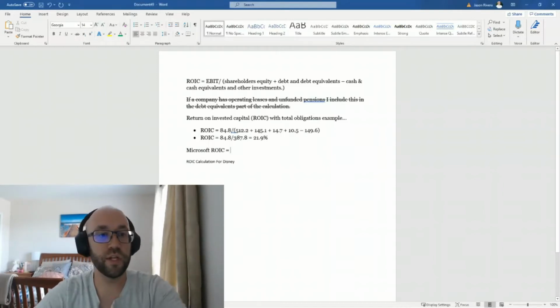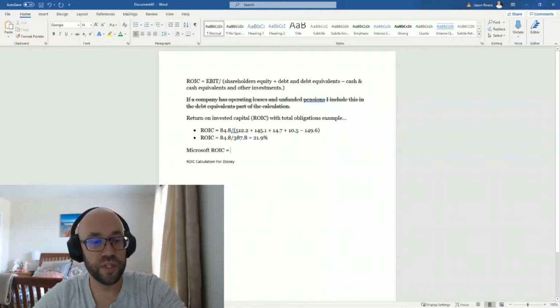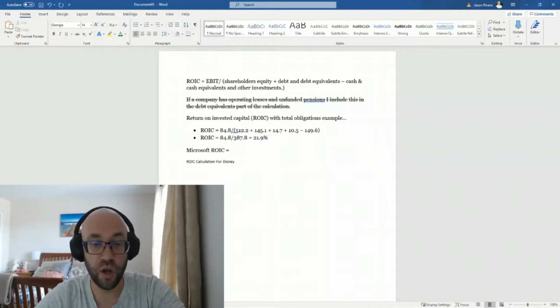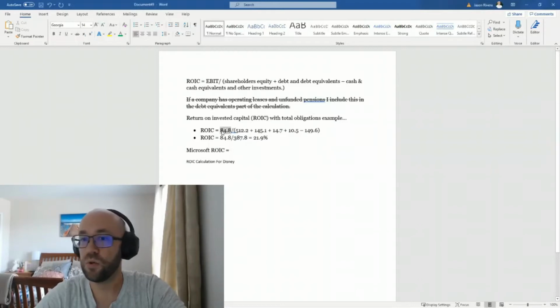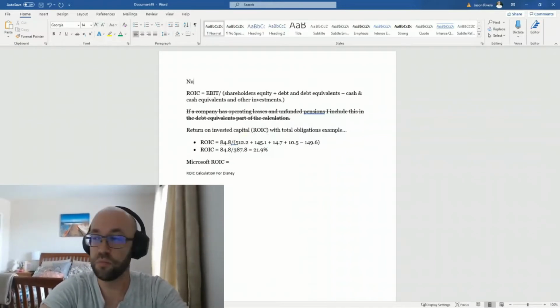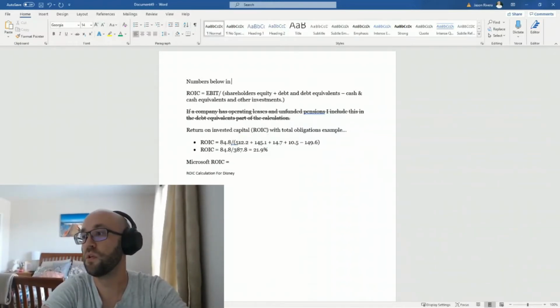Okay, let's do that. For this, you need the trailing 12-month EBIT, which in this case is also operating income. EBIT is also operating income. In this case, it's in USD millions. Again, I'll show you this screen in a second. I need to make sure I put in these numbers.